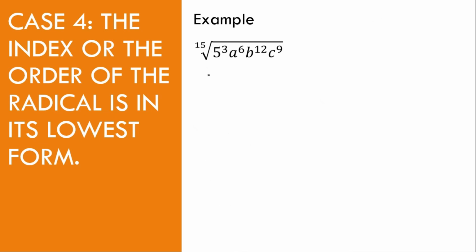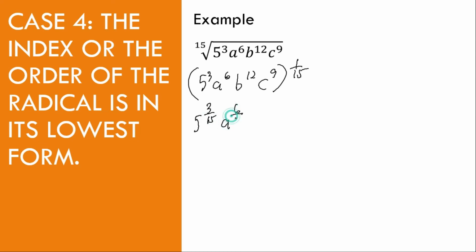Okay. We have 15th root of 5 raised to 3, a raised to 6, b raised to 12, and c raised to 9. So, makita nyo, naka 5 raised to 3 na tayo dyan, no? So, hindi na natin i-factor. So, convert na agad natin siya into rational exponent. Ayan. So, after that, distribute natin si 1 over 15. It will become 5 raised to 3 over 15, a raised to 6 over 15, b raised to 12 over 15, and c raised to 9 over 15.